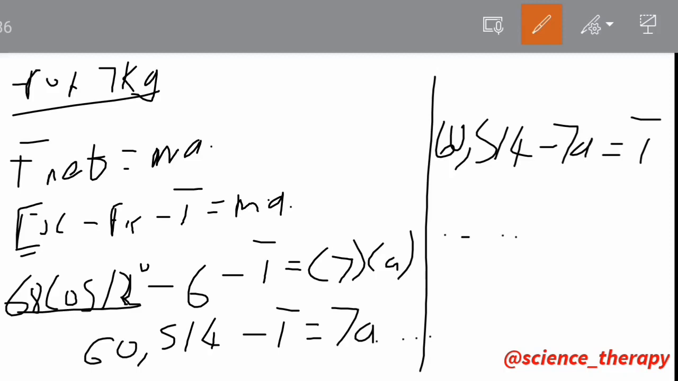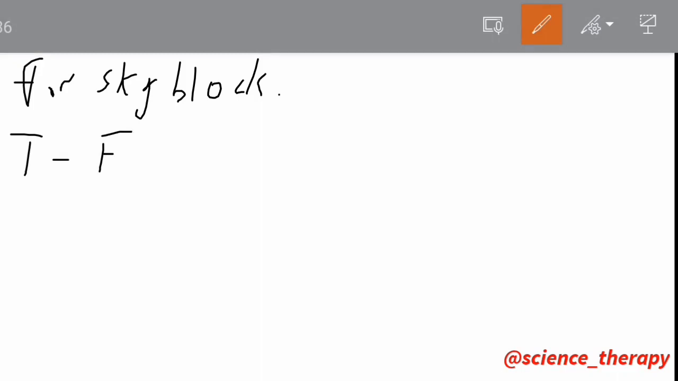Then we can just name this equation 1, so it's in the form of T. T is the subject of the formula. Then let's go for the 5 kg block. We indicate for the 5 kg block. For the 5 kg block, we have the tension minus the FG parallel minus the FK is equal to mass times acceleration.